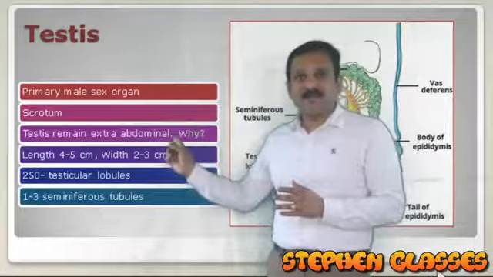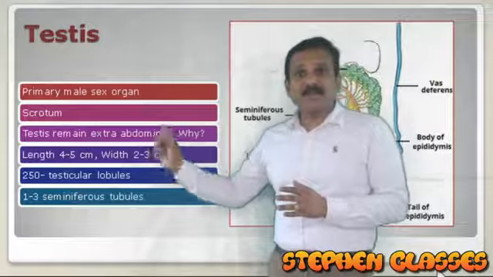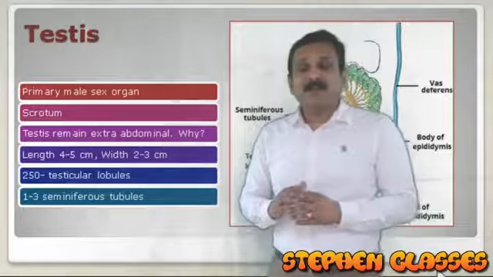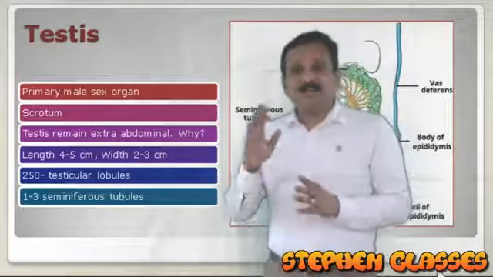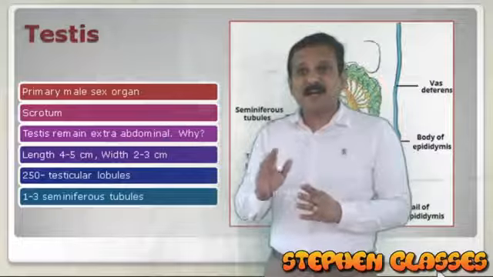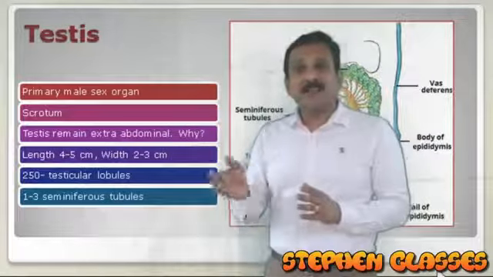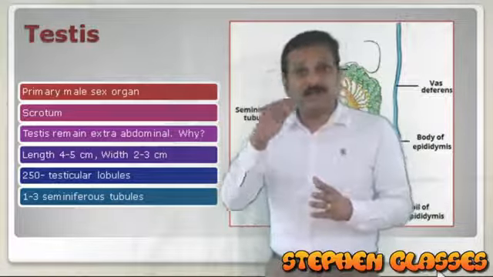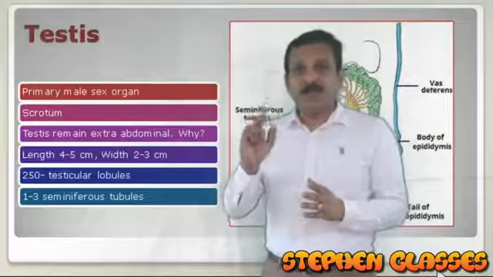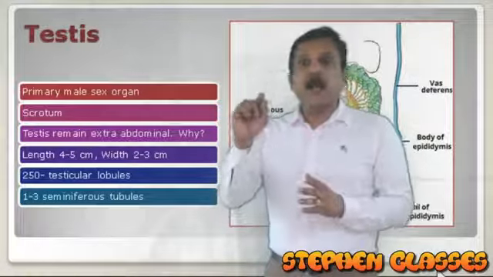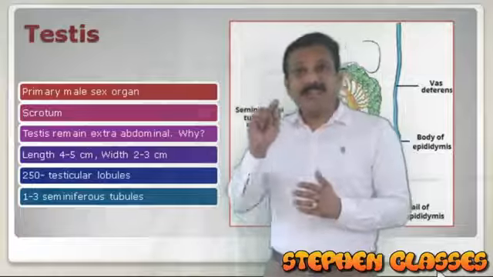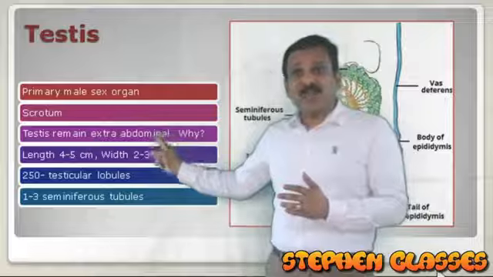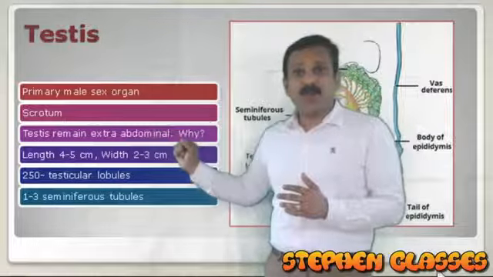So here I have given a question. This is always asked in your exams. Why do testes remain extra-abdominal? It is because at body temperature, spermatogenesis will not occur. Sperm production will not happen when the testes remain in the abdomen. So to maintain a temperature 2 to 2.5 degrees Celsius lower than the body temperature, we locate our testes in the extra-abdominal position, within the scrotum. You got it?